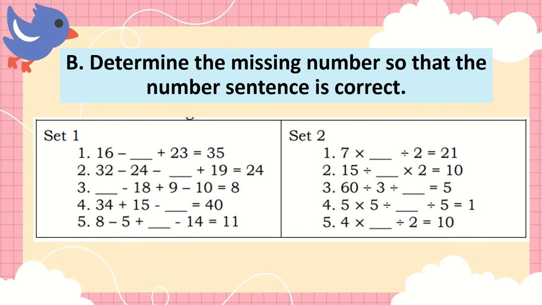For set 2, number 1: 7 times blank divided by 2 equals 21. 2. 15 divided by blank times 2 equals 10. Number 3: 60 divided by 3 divided by blank equals 5. Number 4: 5 times 5 divided by blank divided by 5 equals 1. And number 5: 4 times blank divided by 2 equals 10.